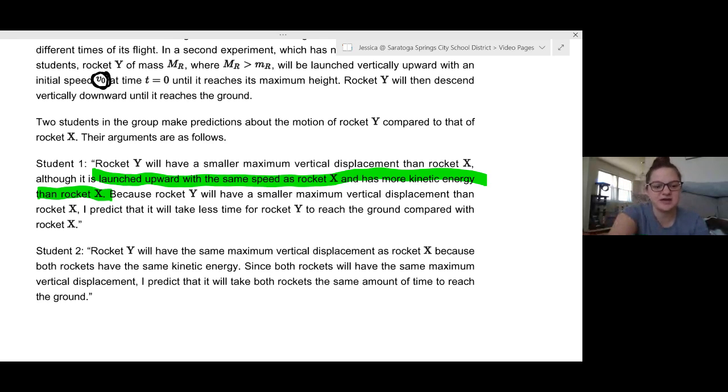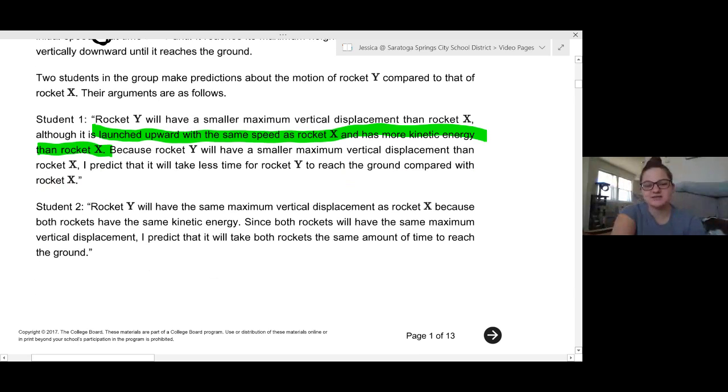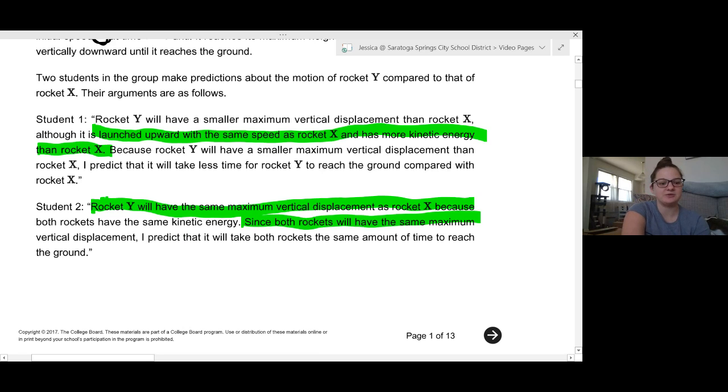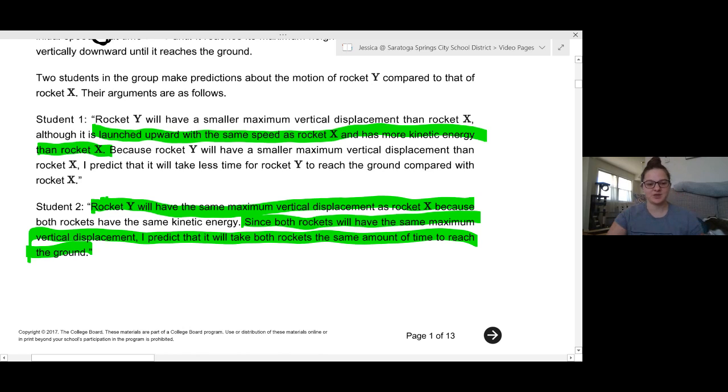So student 2 says rocket Y will have the same maximum vertical displacement as rocket X. I like that. But they don't both have the same kinetic energy because they do not have the same mass. Since both have the same maximum vertical displacement, I predict that they will reach the ground in the same time. That is correct. I like that part. Okay, so student 2 is just incorrect about the kinetic energy.